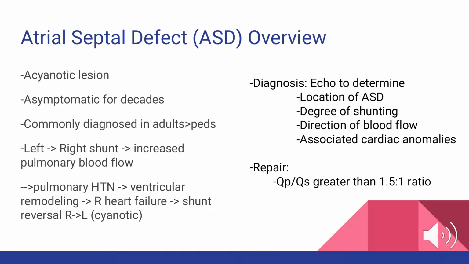Alrighty, atrial septal defect overview. It is an acyanotic lesion. It can be asymptomatic for decades. It's commonly diagnosed in adults more than peds. It is a left to right shunt, which leads to increased pulmonary blood flow.